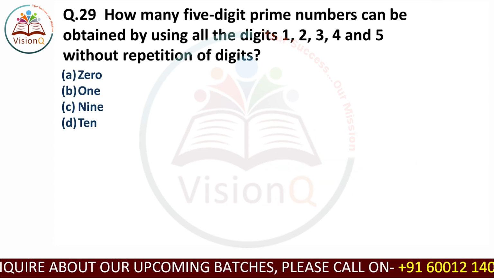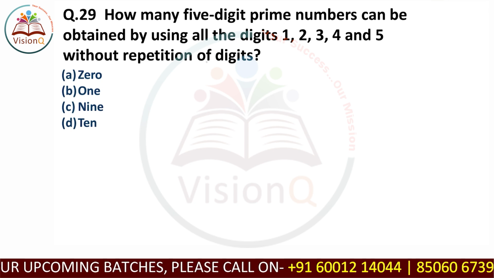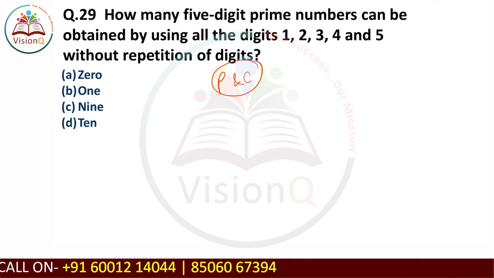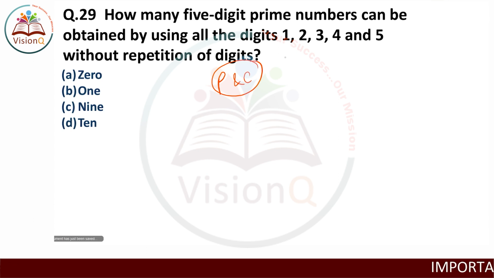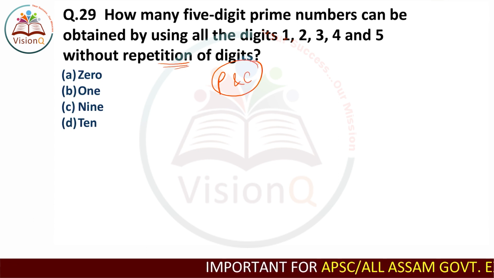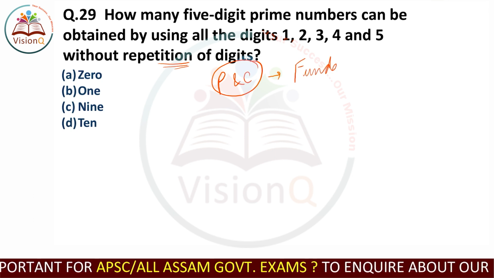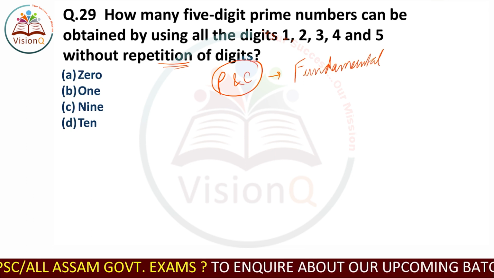So, students, let us discuss the next question, which is question number 29. A question based on the topic of permutation and combination. How many 5-digit prime numbers can be obtained by using all the digits 1, 2, 3, 4 and 5 without repetition of digits? So, such questions are based on the concept of the fundamental rule of counting. Okay, fundamental rule of counting.